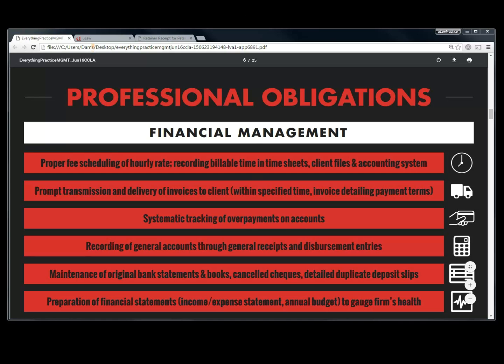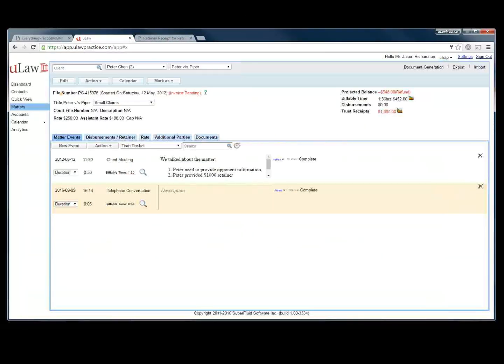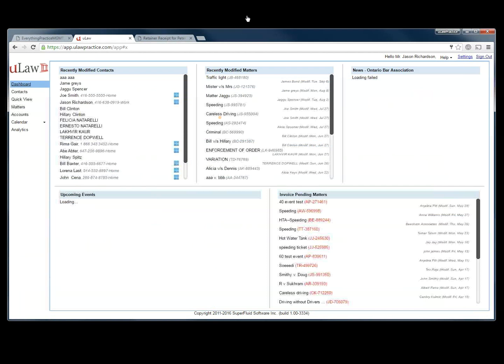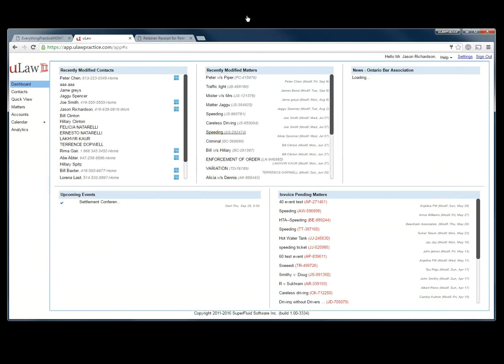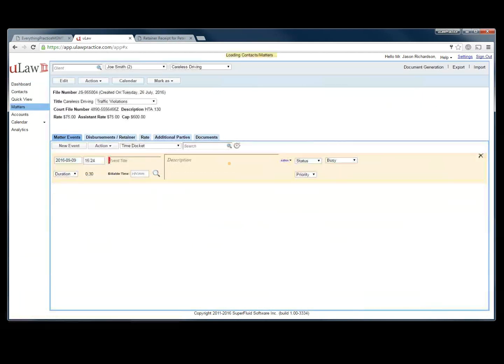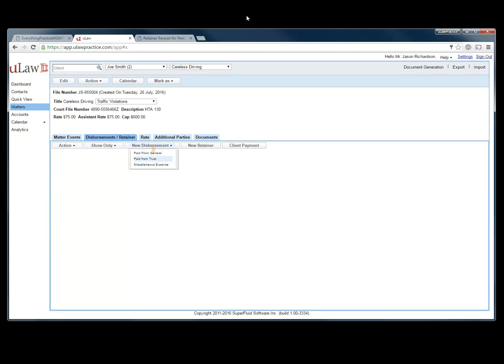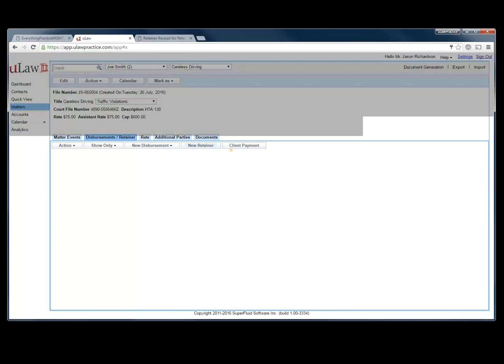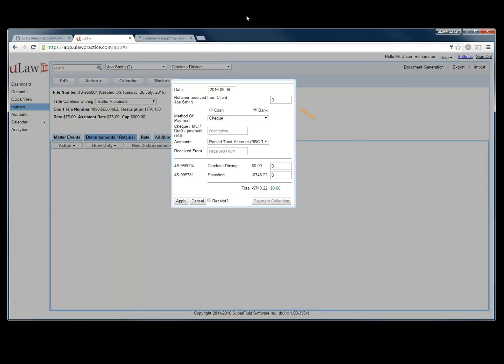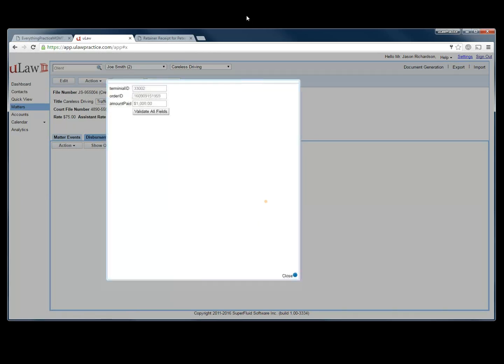Like, for example, I'm just going to take a quick matter here. Let's say, this careless driving matter. And when I go into disbursements, you clearly want to segregate your disbursements into several ways. For example, there is a retainer. So let's accept a small retainer here. I'm going to accept, say, $1,000 retainer. Sometimes you might even do a credit card payment. If that's the case, you can accept credit card payments. You can say, I want to collect that, validate it, get the person's credit card.